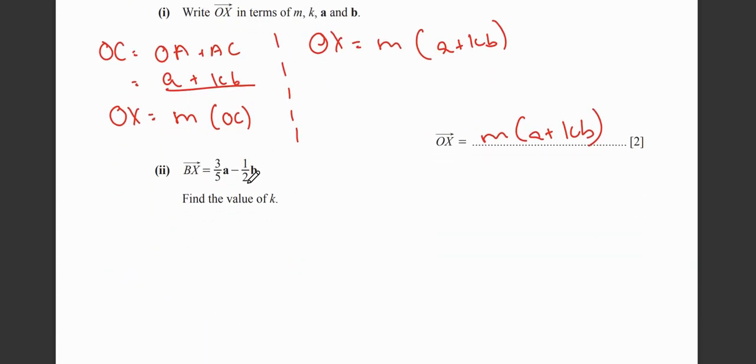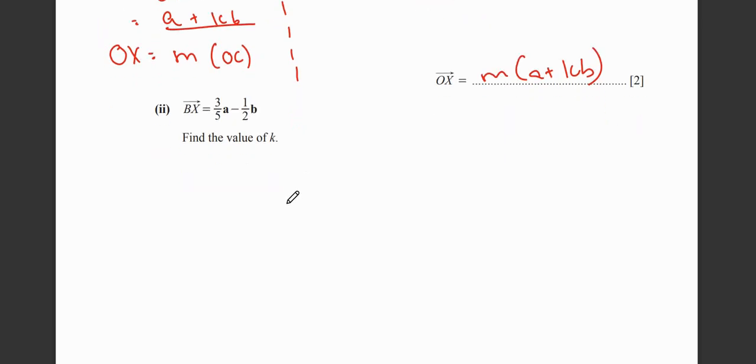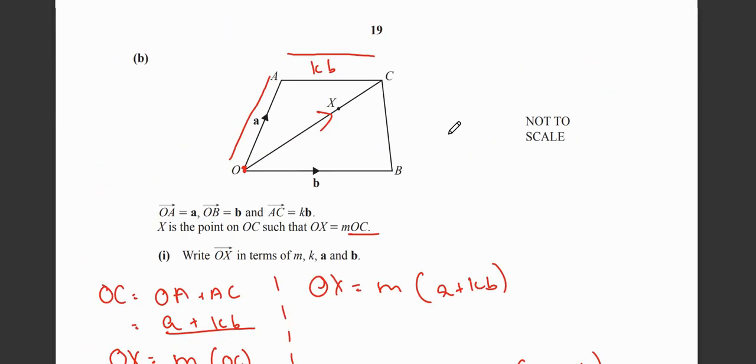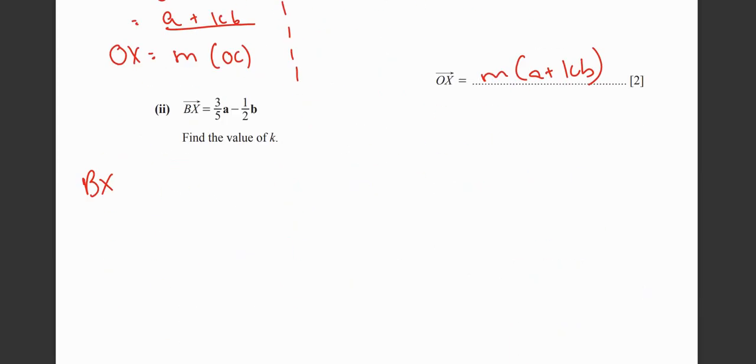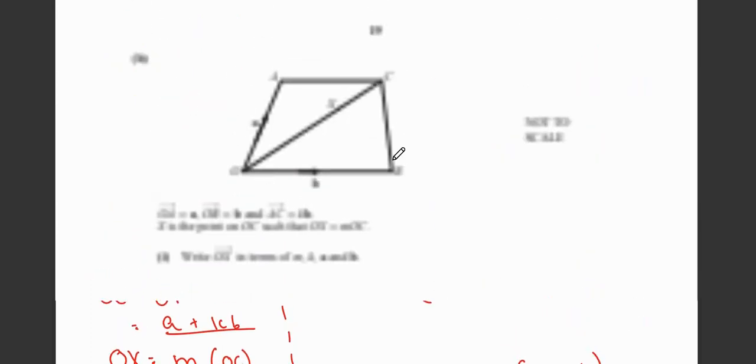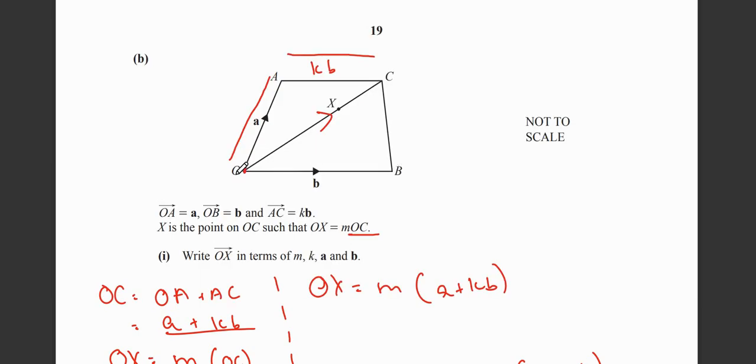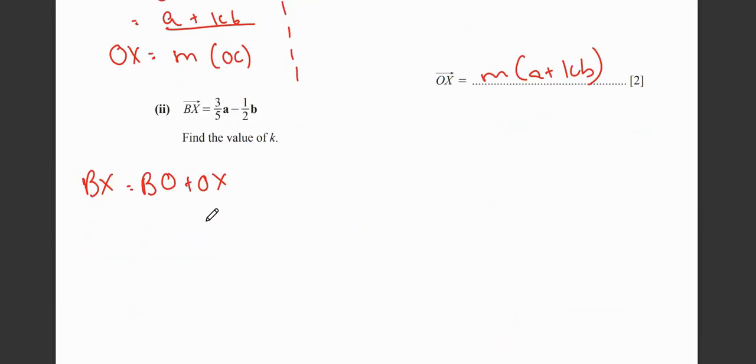Moving on to our next question, it says BX is equal to 3 upon 5 A minus 1 upon 2 B. Find the value of K. So look, I'll show it on the graph as well. If you want to go from B to X, BX is BO plus OX. Basically, you go from B to O, and then from O you go to X. So it's BO plus OX.